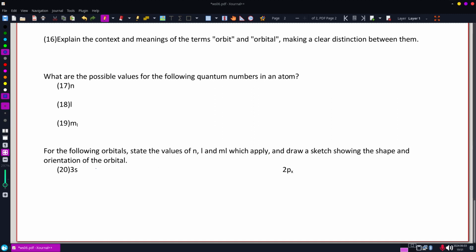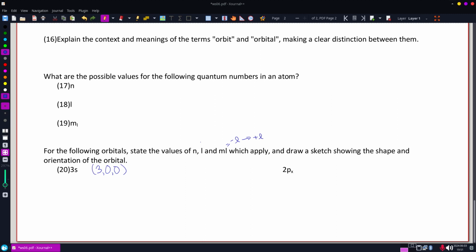Like on the 3s, the n is 3, and the l, because of the s, is 0. Now, the m sub l is always dependent on what the l is. It's going to go from negative l to positive l. But since our l is 0, this has a m sub l of 0. So that's what that one would have to be. It's just 3, 0, 0.